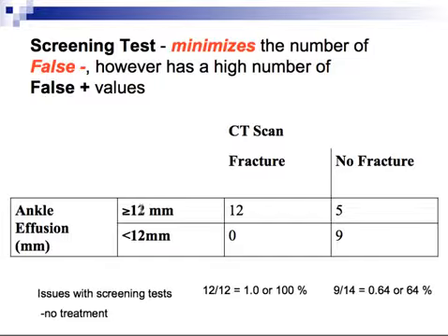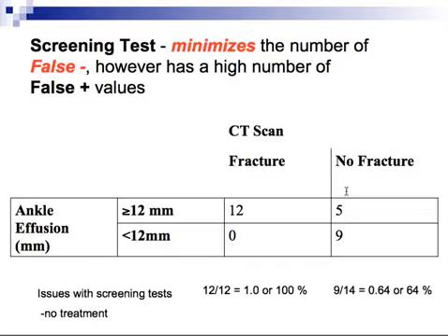But what happened to specificity, so ruling in the disease? Essentially, it went down considerably. We have 5 false positives out of 17 that we said had it. So we sent 5 people for an x-ray that they didn't need. Essentially, though, this is a good example of a screening test where we're more concerned about not making a false negative mistake than we are about a false positive mistake.